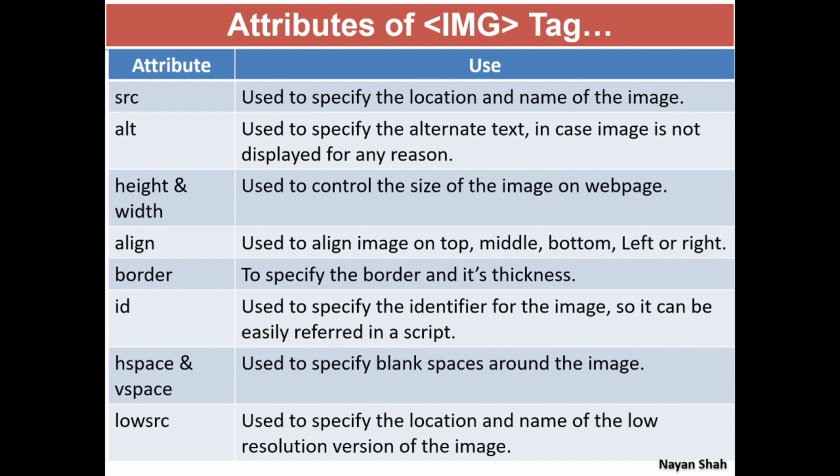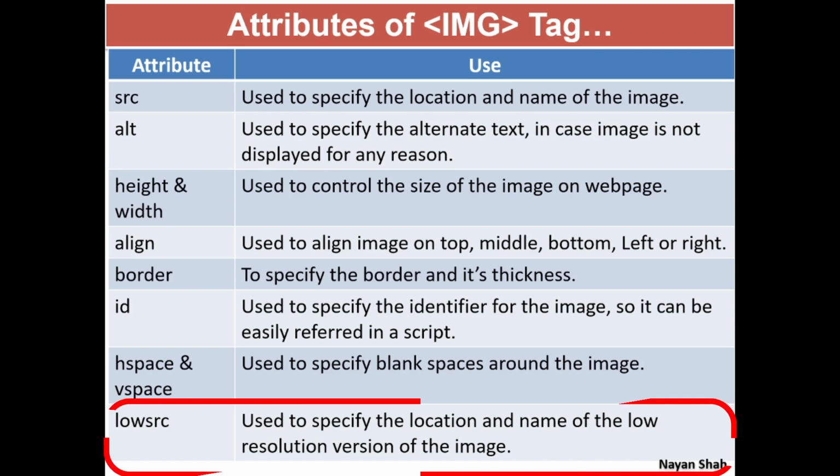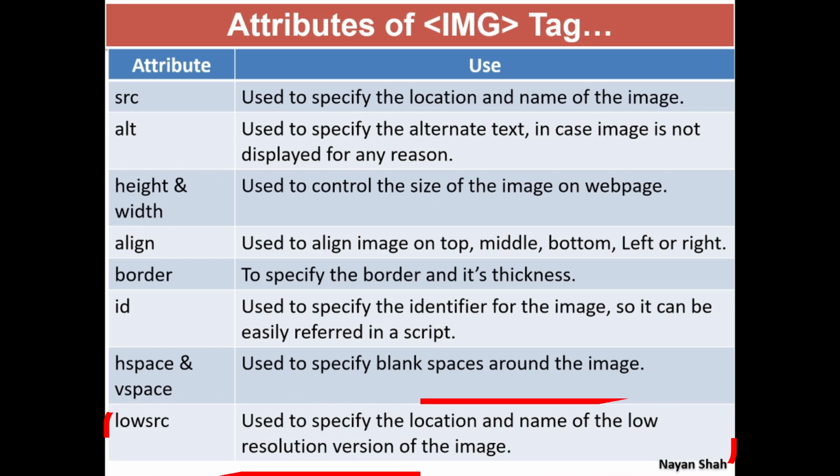Low source or low SRC is used to specify the location and name of the low resolution image. When we are creating a very complicated website where there are thousands of images on the web page, then we can have two types of images, one with low resolution and another with higher resolution. By the time the higher resolution image gets loaded, we can see the low source image at the place of that image. So it is very useful if we are creating a proper and professional website.